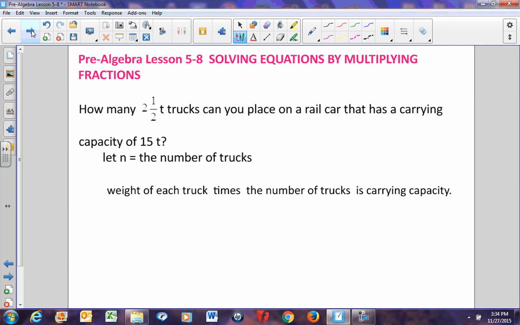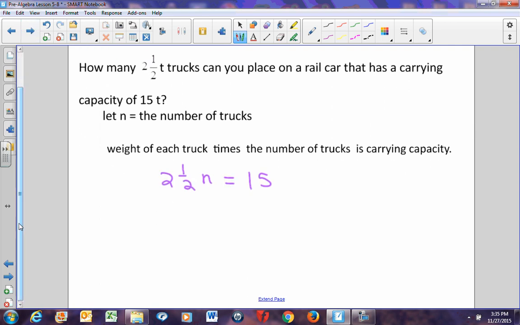So we need to figure out how many trucks we can fit on it. If I let n equal the number of trucks, the weight of each truck times the number of trucks is what we call carrying capacity. So the weight of each truck is 2.5 tons times the number of trucks, which we don't know, so I'll let that equal n, equals the carrying capacity, which in this case is 15 tons. So our equation is 2.5n equals 15. So first of all, I have to change this from a mixed number to an improper fraction. So that's 5 halves n equals 15.